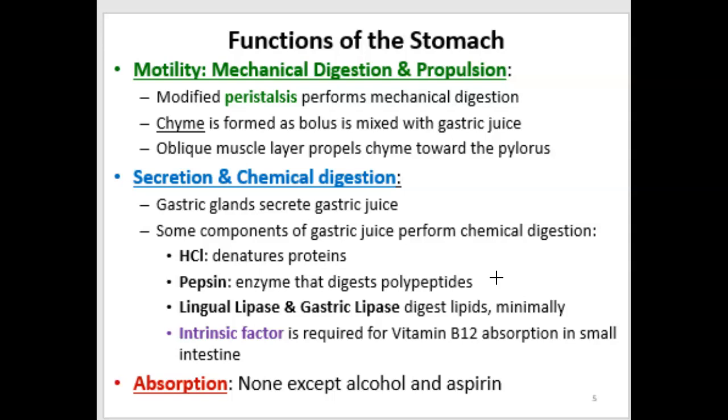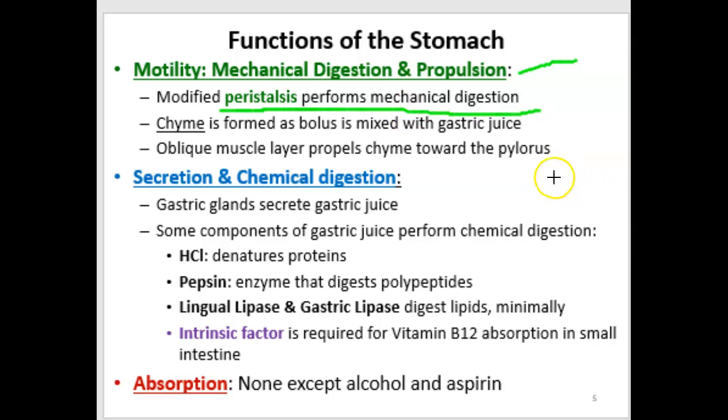So let's now look at the functions of the stomach. The first function is motility, which involves mechanical digestion, breaking down mechanically the food bolus that entered the stomach, kind of pummeling and churning the contents. Motility also refers to propelling the contents towards the small intestine, towards that pyloric sphincter. So the mechanical digestion and the propulsion is a modified form of peristalsis.